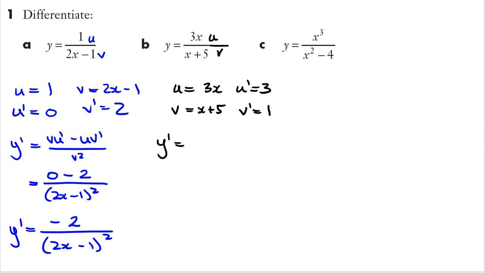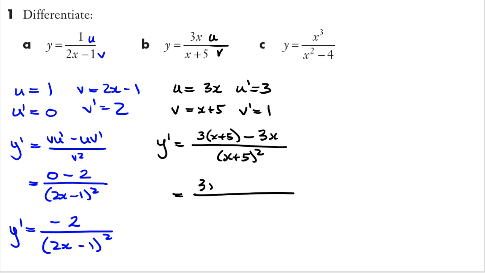Now if we combine them together, I've already written that there, so I'll use it here. v times u dash, so it'll be 3 times x plus 5, minus u times v dash. So that'll be 3x times 1, which is 3x, all over v squared. v squared is the binomial x plus 5, squaring it, and not going to touch it anymore. At the top here, we're going to get 3x plus 15 minus 3x. Now obviously those two terms will cancel, and we're going to be left with a final answer of 15 in the numerator, x plus 5 all squared. And that's our first derivative.